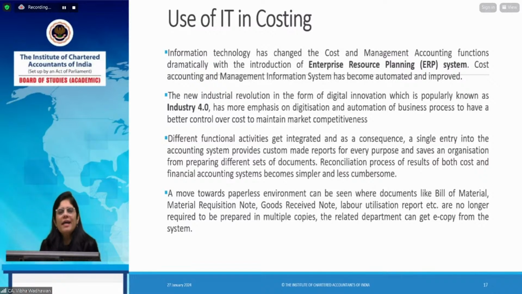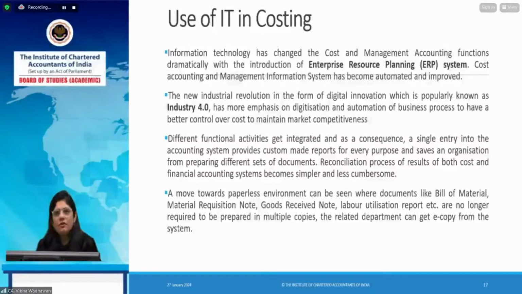So use of IT in costing, of course, it's a general thing to understand now. Things are not manual now in organizations. Things have changed to IT. Everything is automated. IT has made everything very automated, and ease of work is there now.